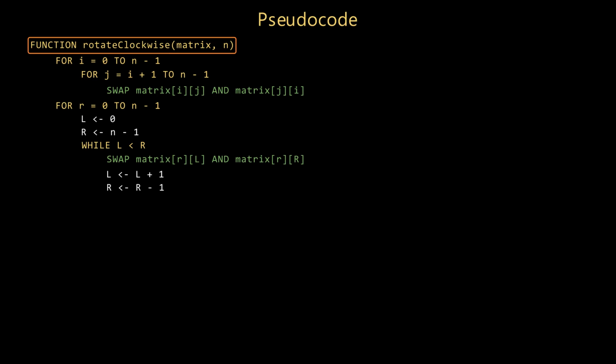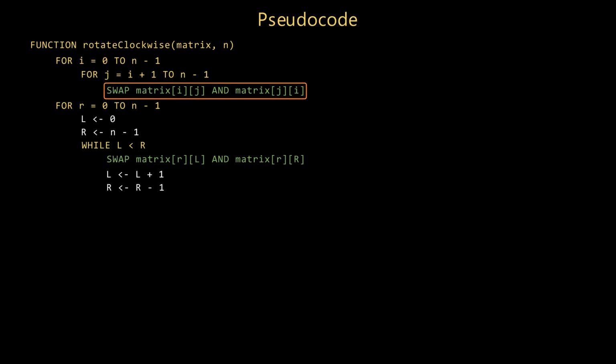Function rotate clockwise updates the n by n matrix in place for a 90-degree clockwise turn. The outer i loop drives the transpose pass over the board. The inner j loop only visits slots strictly above the main diagonal. Swap that off-diagonal pair with its reflection across the diagonal.